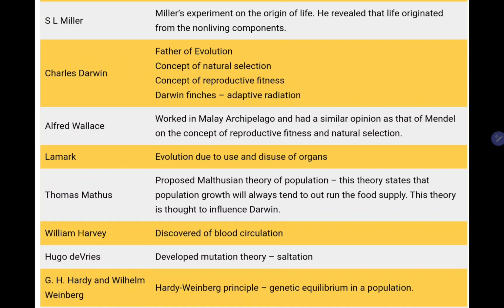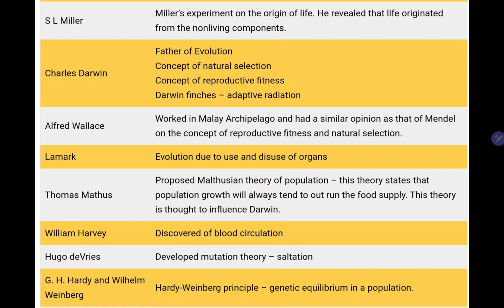Charles Darwin, he is the father of evolution, concept of natural selection. Organic evolution comes from interspecific competition. Okay, so Darwin's finches, Galapagos Islands, and interspecific competition is the one that leads to organic evolution. Adaptive radiation and the concept of reproductive fitness were all given by Charles Darwin.